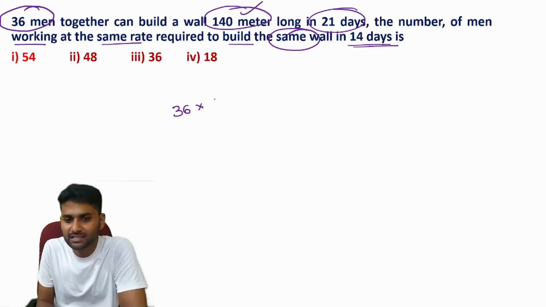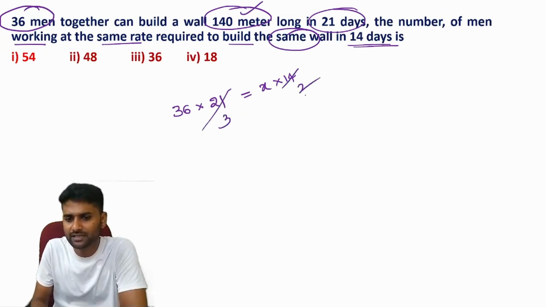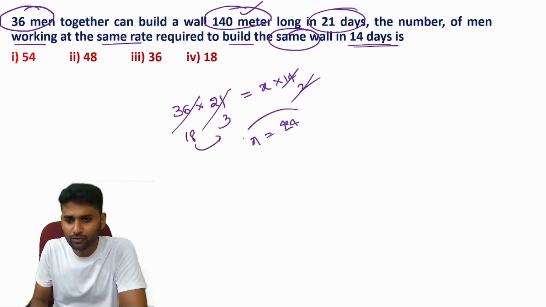That's why 36 men working for 21 days. So here 140, if you are interested you can take it, but there is no need to take it in this calculation. Now we require how many men to finish the same work in 14 days. So that's why there is no need to represent 140 in the calculation part. You have to understand that. 7 2 times, 7 3 times, exactly 18 times. So 18 into 3 is equal to 54.